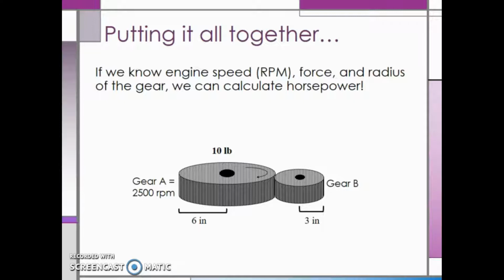Here we have gear A spinning at 2,500 RPM with 10 pounds of force being applied. The radius of gear A is 6 inches. We also have that gear B has a radius of 3 inches. We want to know what the horsepower is for both gears. Remember, horsepower equals RPM times torque divided by 5,252. But in order to find the horsepower, we have to find the torque.